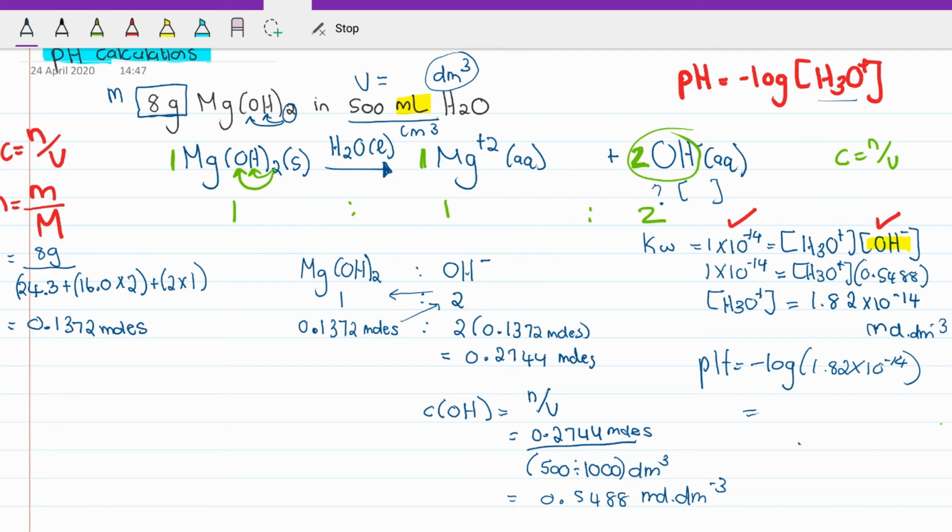13.74, and that should make complete sense that your pH is so extremely high because magnesium hydroxide is a base. So in solution it gives you a high concentration of hydroxide ions, and you can even see how small the hydronium ion concentration is, and therefore your pH will be very high. Okay, so let's move on to the next example.